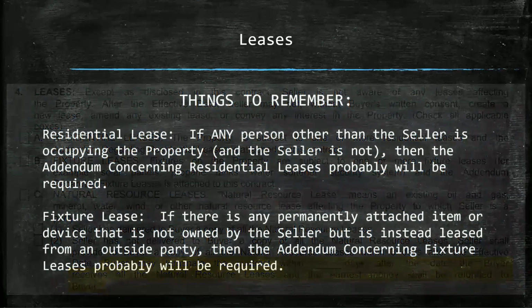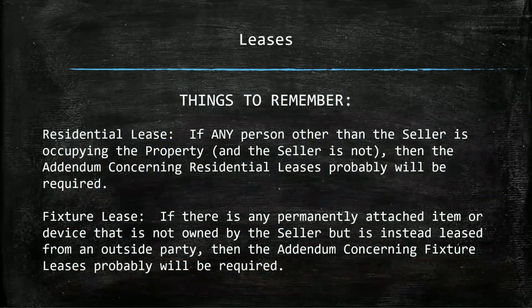A couple of things to remember here. For a residential lease, if there is any person other than the seller who is occupying the property and the seller is not occupying the property, then the addendum concerning residential leases is probably going to be required in your transaction. That should set off a red flag for you. For fixture leases, if there is anything permanently attached to the property, but it is not owned by the seller, and instead the seller is leasing it from some outside party, then you're going to have to include the addendum concerning fixture leases.